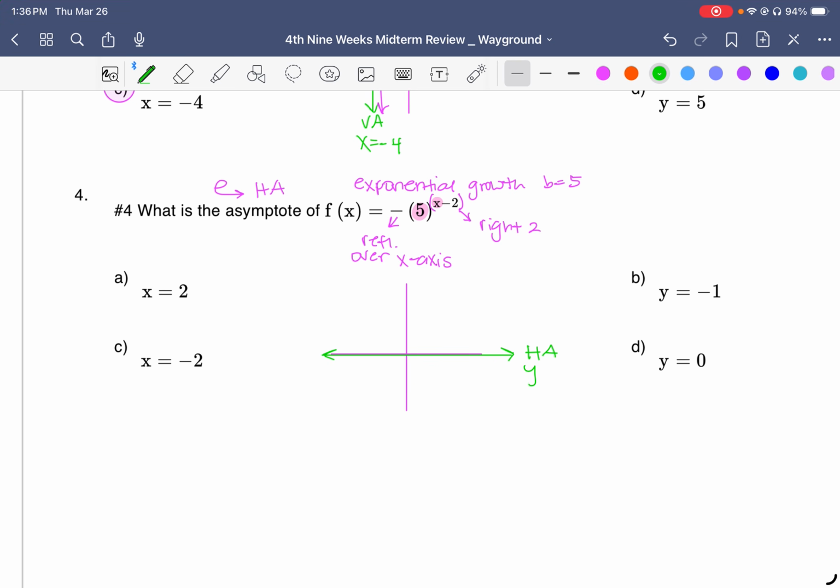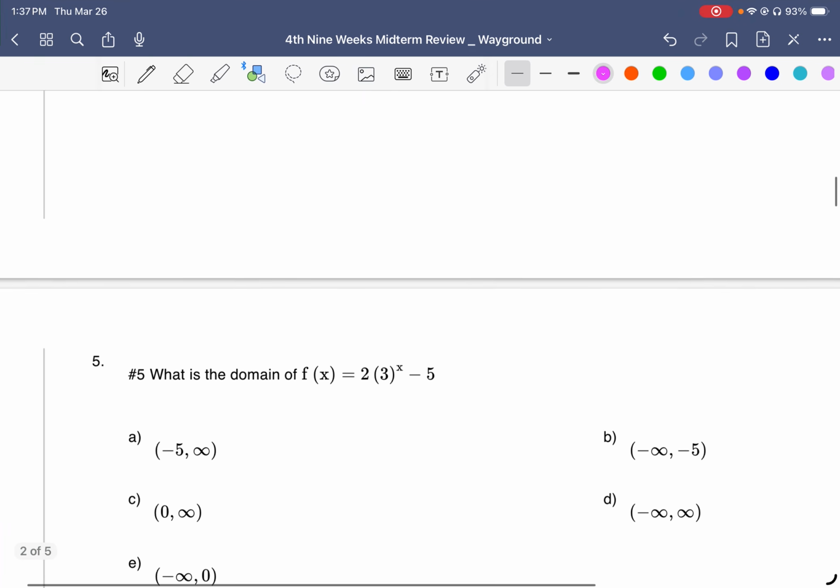So I'm going to draw this HA at y equals 0. Okay, and then the graph, since it was reflected over the x-axis, would look something like this. Okay, so the correct answer would be D as in dog. Let's go to the next question.